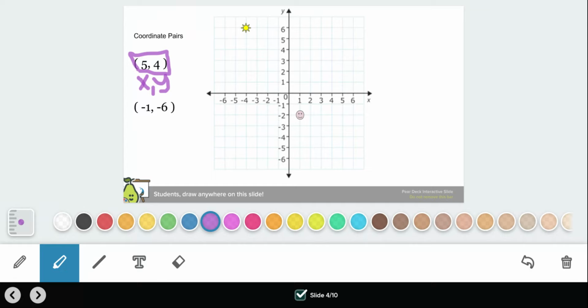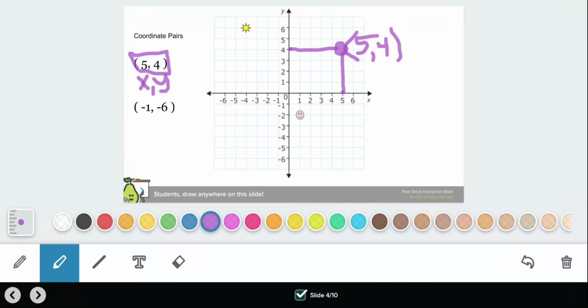So here's 5 on x. So we're going to start here. And then on the y-axis, we have to go to 4, which is here. And then we're going to take a line to where those 2 points meet. So this would be the dot for 5, 4. So there's the coordinate pair for 5, 4, and the point is right there.